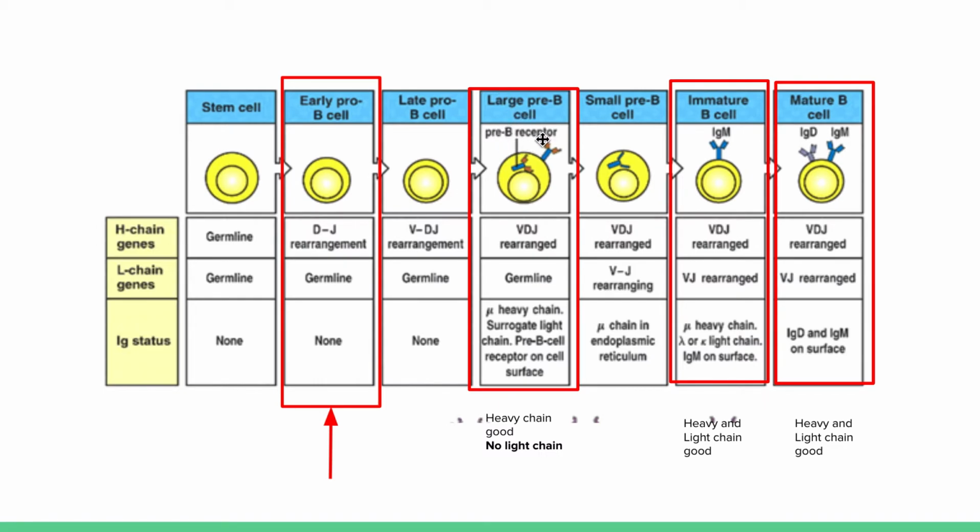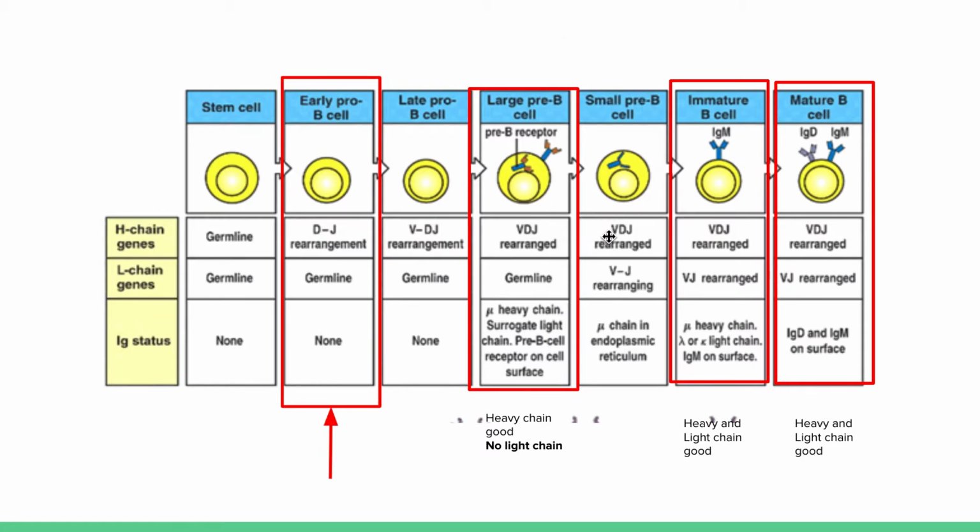In the large pre-B cell, we have VDJ fully rearranged. No light chains. However, we have these pre-B receptors being expressed on the cell surface. So if you see the Ig status, mu heavy chains is what we see, with surrogate light chains, pre-B cell receptors on the cell surface. So remember the pre-B cell: heavy chain is good, it's ready, but no light chain yet, but we do see pre-B receptors on the cell. Now this becomes the small pre-B cell.